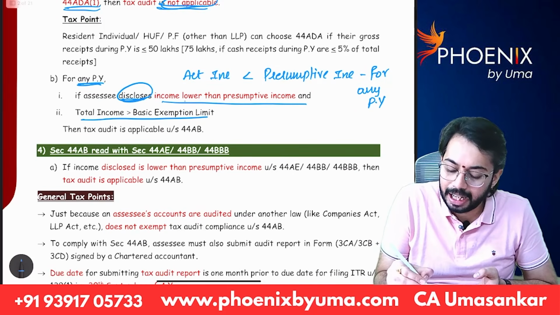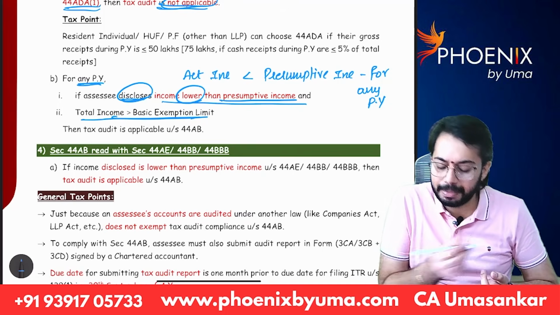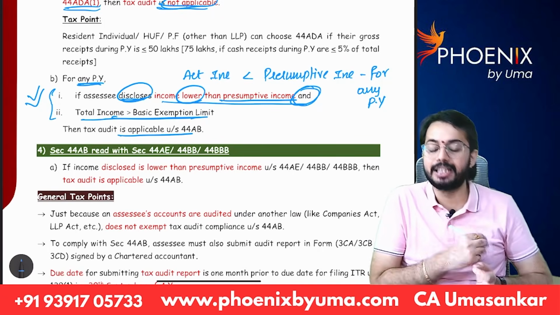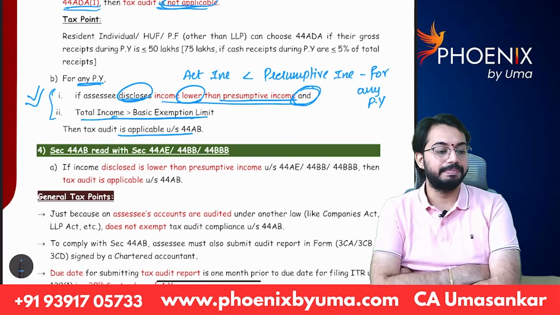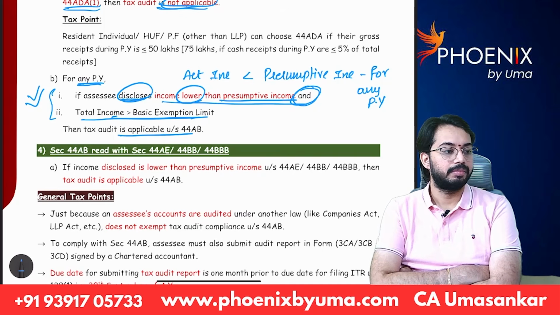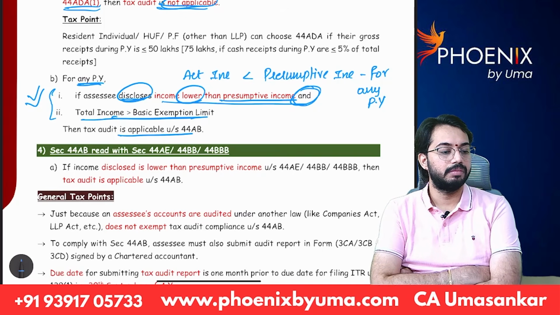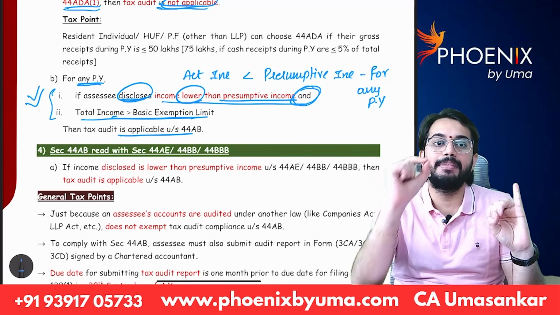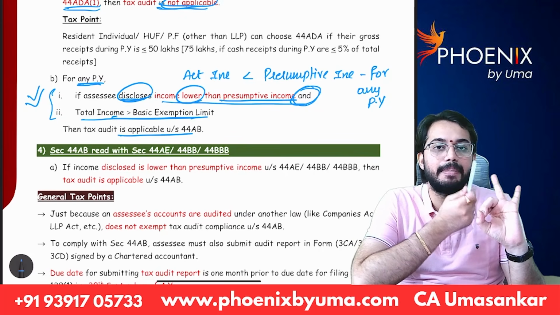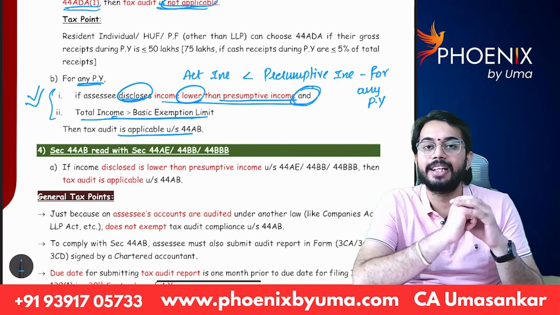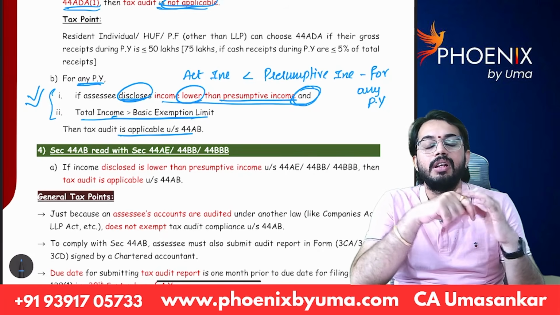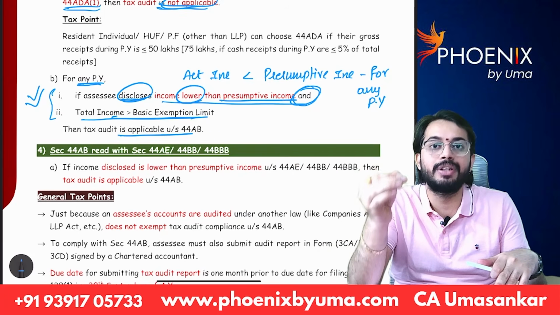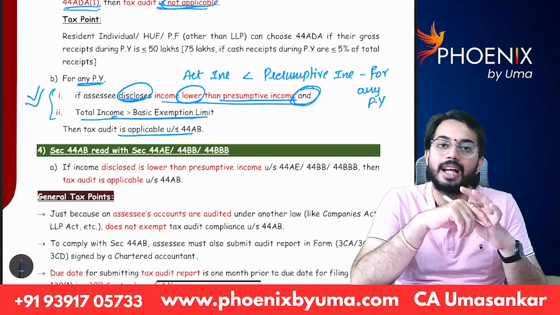So, if the assessee discloses income lower than presumptive income and total income is more than the basic exemption limit, if both these conditions are satisfied, what is the conjunction? And. Then tax audit is applicable under section 44AB. Condition 1, actual income is less than presumptive income. Condition 2, total income is more than basic exemption limit. If both these conditions are satisfied, then tax audit is applicable under 44AB. If you are disclosing 50% of gross receipts or more than that as presumptive income, tax audit is not applicable. If you disclose income lower than presumptive income, then only tax audit is applicable.